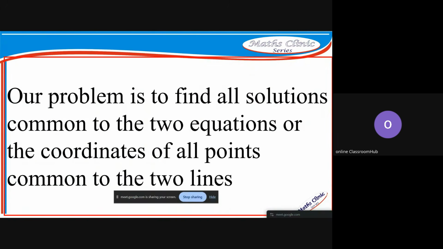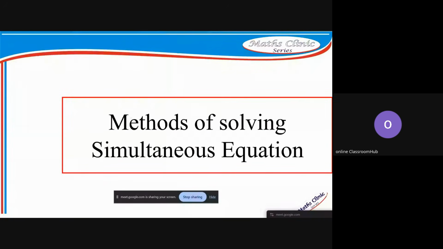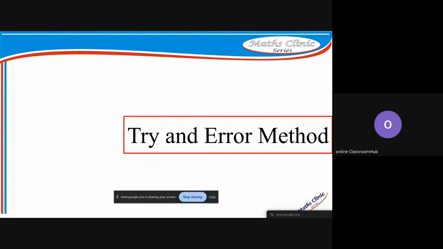Now the equation given you is a line. And when those two lines intersect, the point of intersection is the solution to the equations. We'll get there when we start with the graphical method of solving simultaneous equations.